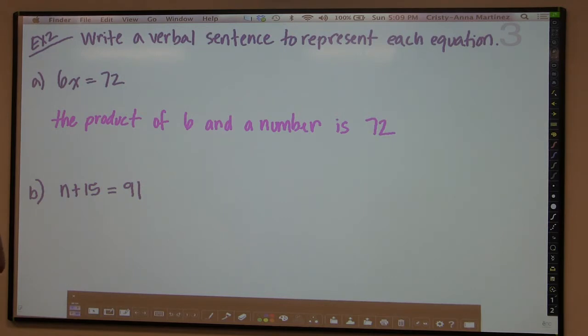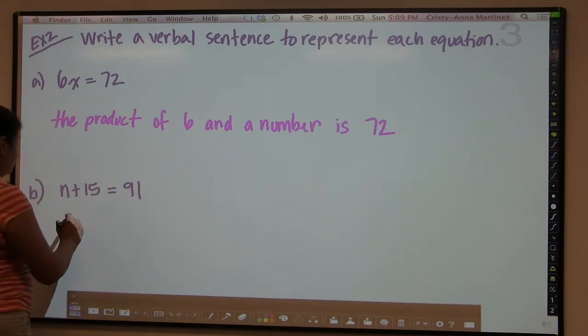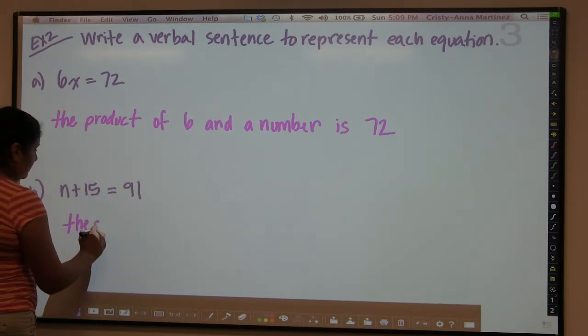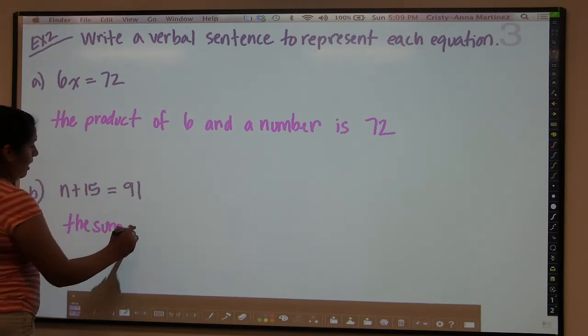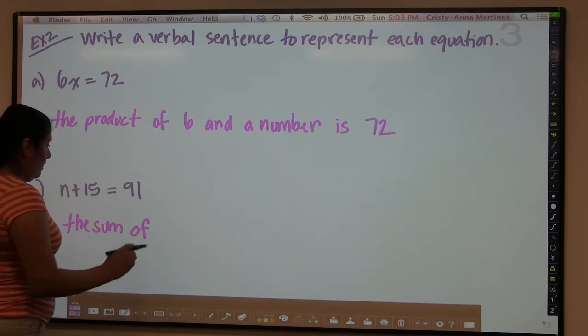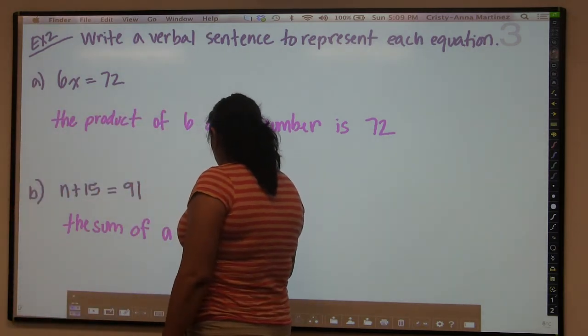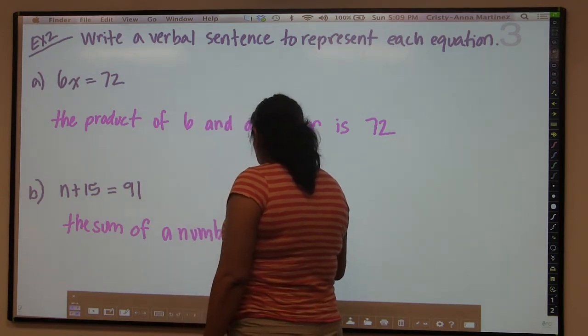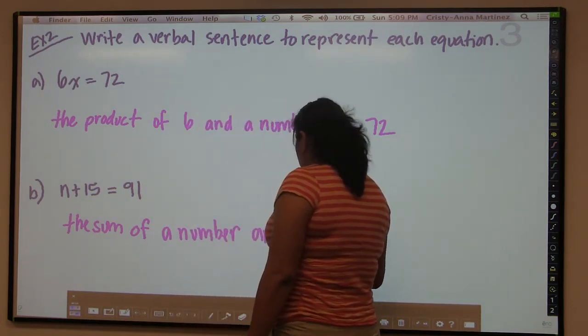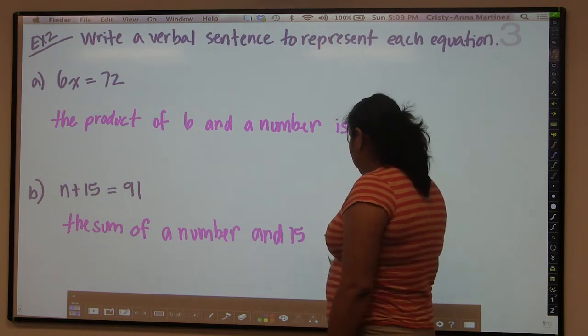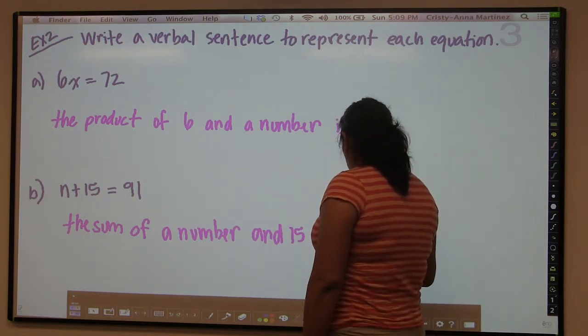Alrighty then. And then for the last one, we're going to do the same thing. We have a sum here. And again, we're adding 2 things. So we're going to say the sum, that's for the addition, of a number. And that'll be our variable there. A number and 15. So the sum of a number and 15 is 91.